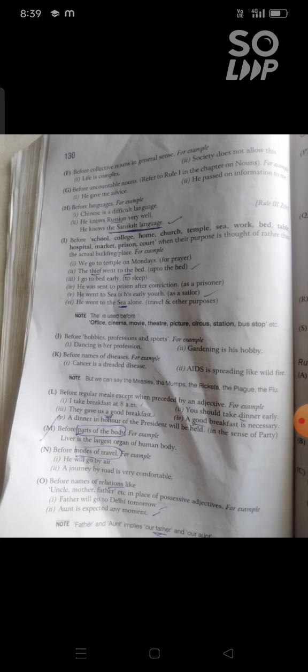Next one, before parts of the body. Before parts of the body also we don't use any articles. Liver is the largest organ of the human body. So before the parts of the body we never use any articles. You should keep that in mind.